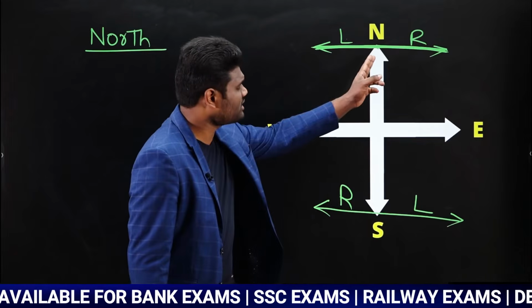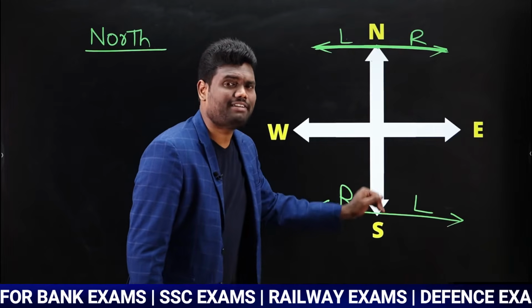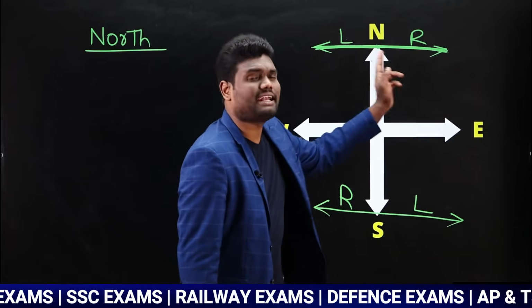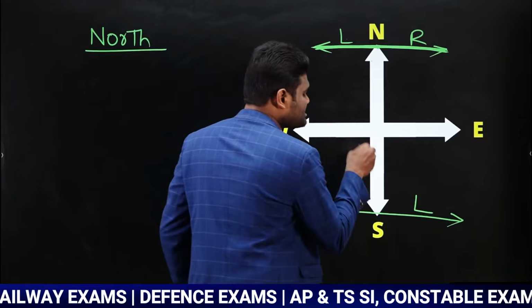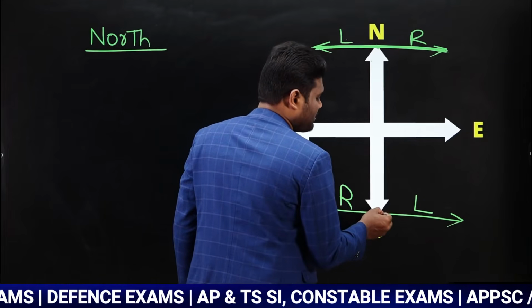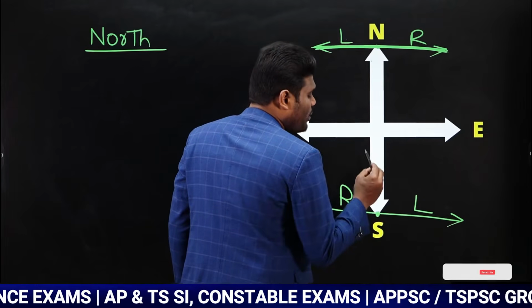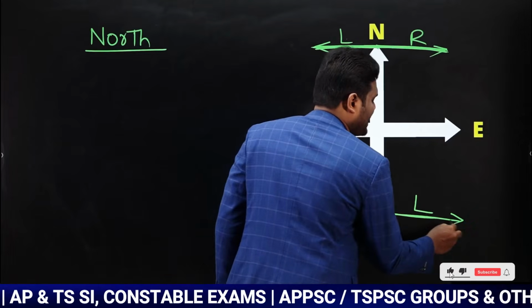Now this is north, this is south. When the person is traveling towards the south direction, left and right will be exactly opposite. That is the reason, if you observe, when the person is traveling towards the south direction, when I say left, now this is left.